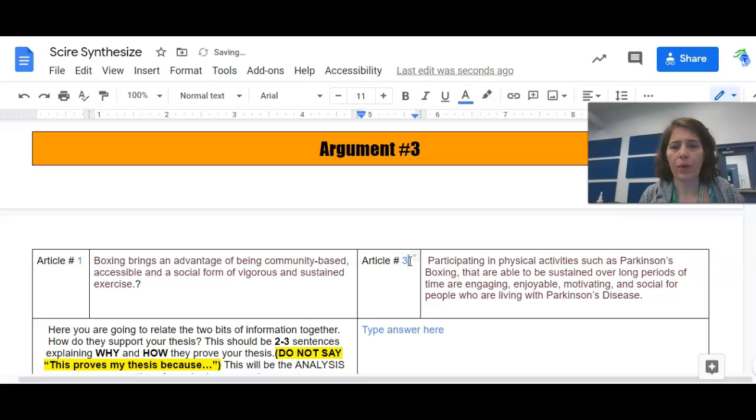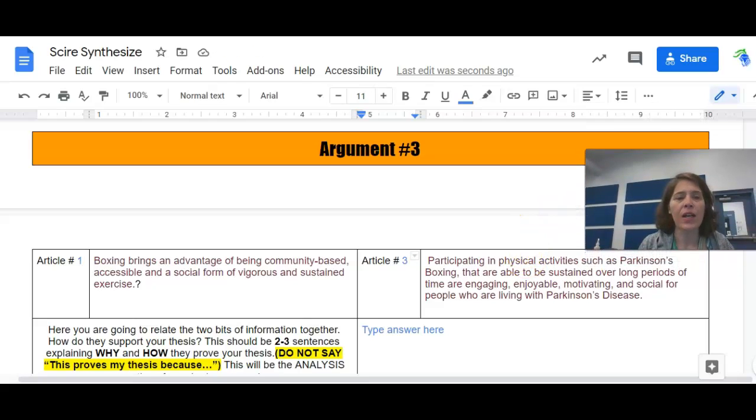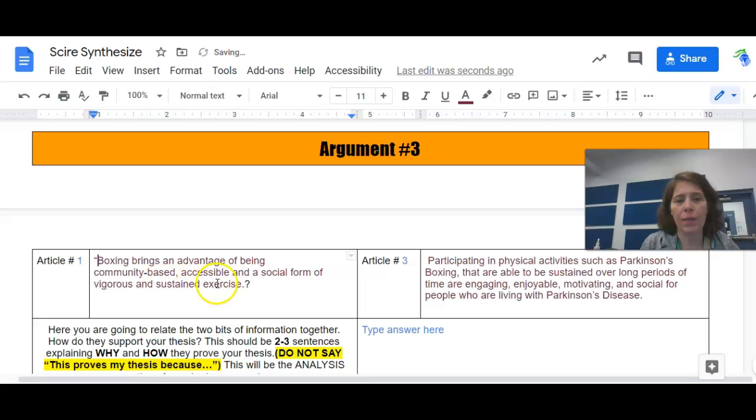This was from my article number 3. Okay, so I have 2 pieces of information that are supporting the idea of exercise and mental health for people with Parkinson's. This is a quote that I have, and this is my paraphrase from article 3. That boxing brings an advantage of being community-based, accessible, and a social form of vigorous and sustained exercise. And I have participating in physical activities such as Parkinson's boxing that are able to be sustained over long periods of time, are engaging, enjoyable, motivating, and social for people who are living with Parkinson's disease.